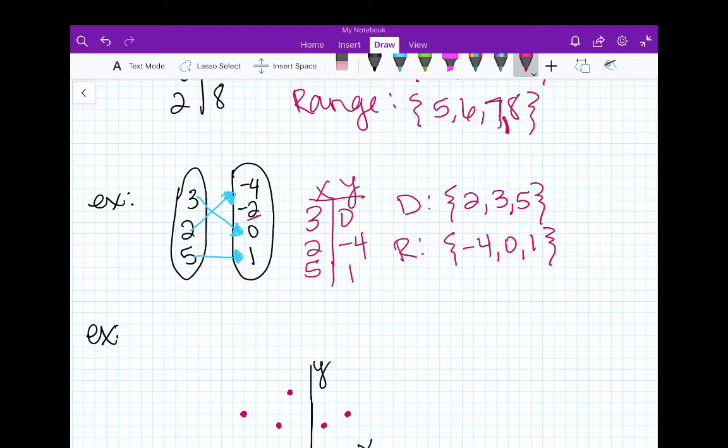If you have an x value or a y value that is repeated, you would not repeat it in this list. You would only list the number once. So the value is either a part of the domain or it's not. So remember we said the x can't repeat, but the y can. So if the y repeats, that's fine, but you don't need to list it more than once.